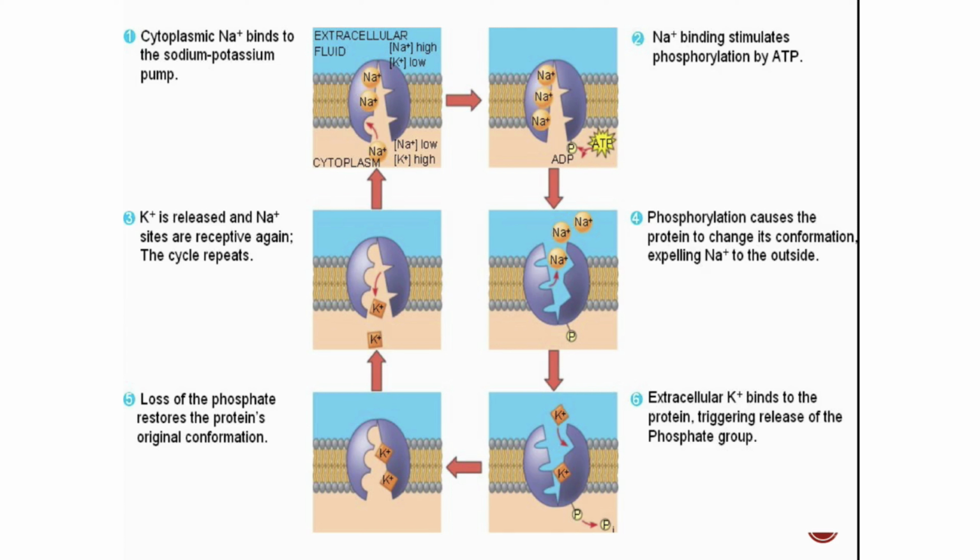The cytoplasmic sodium binds to the sodium-potassium pump. The sodium binding stimulates phosphorylation by ATP, so the ATP is broken down to ADP. Potassium is released and the sodium sites are receptive again. The cycle repeats. Phosphorylation causes the protein to change its conformation, expelling sodium to the outside. Loss of the phosphate restores the protein's original conformation. Extracellular potassium binds to the protein, triggering release of the phosphate group.